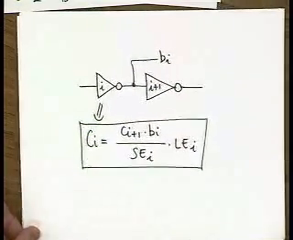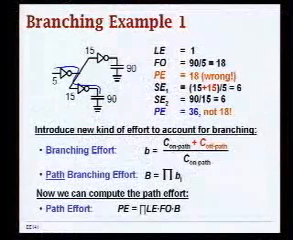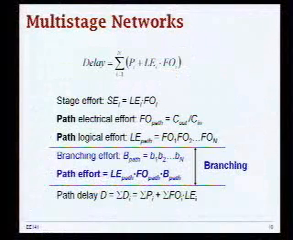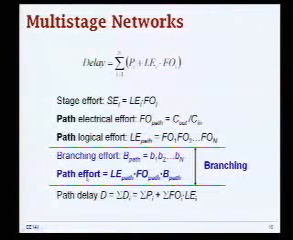Let's go back to slides. So in multi-stage networks, now we're going to add this branching effort. You just need to add one more term to the analysis and mechanism that we did so far. In order to calculate path effort, you need to multiply three things: the total output to input capacitance of a path, the logical effort of all stages along the path, and also the branching of all stages along the path. And then you calculate your path effort in this way.